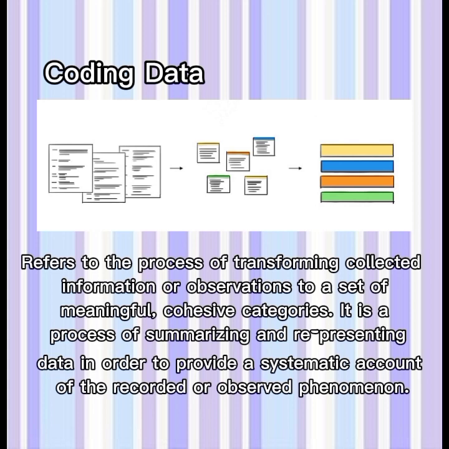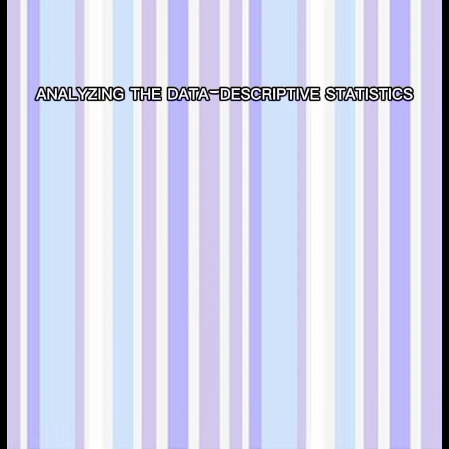Coding data refers to the process of transforming collected information or observations to a set of meaningful, cohesive categories. It is a process of summarizing and representing data in order to provide a systematic account of the recorded or observed phenomenon.